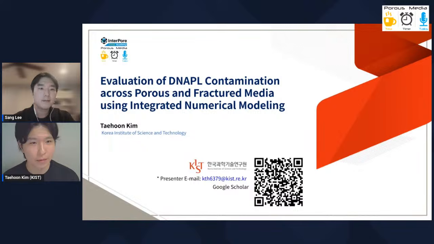Okay, so hi everyone. Thanks for joining today. My name is Taehoon Kim, as introduced. I'm a postdoctoral researcher at KIST, Korea Institute of Science and Technology, and Water Cycle Research Center. So today I'm going to talk about a way to make the integrated numerical modeling to quantitatively evaluate the DNAPL contaminations, especially across both porous and fractured media. So let's get started.